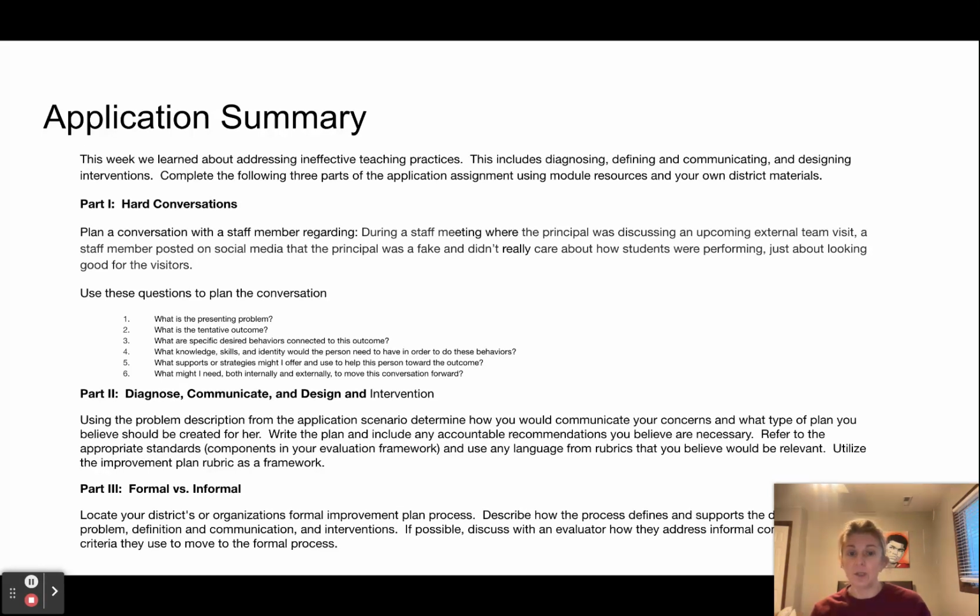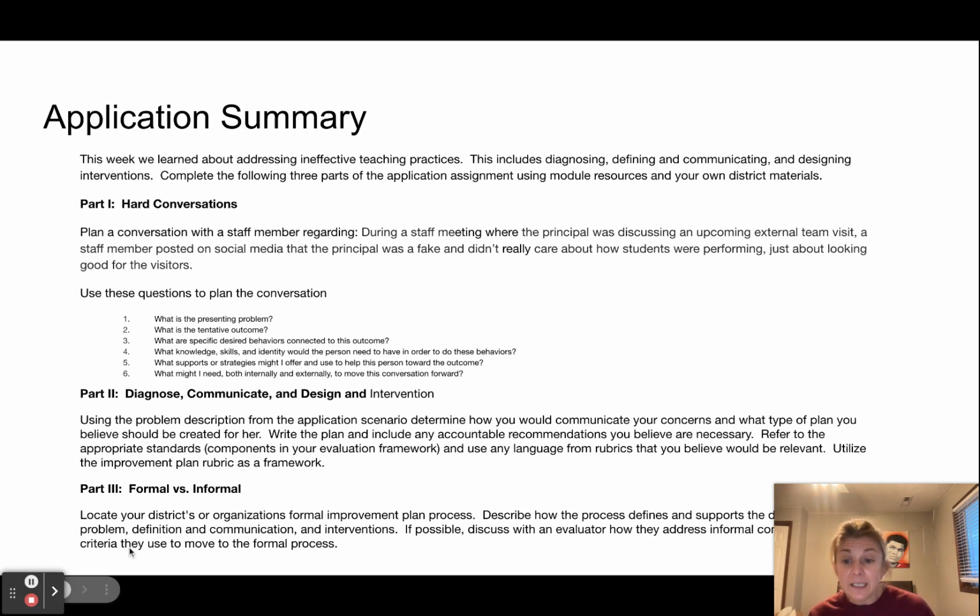And so you are going to define and diagnose, define and communicate what the problem or ineffective practice is, and then you're going to develop a plan to include the accountable recommendations. And you're going to use your own district framework. So use your framework standards and the language from those rubrics that you believe would be relevant. And then you can utilize that improvement plan rubric as your framework.